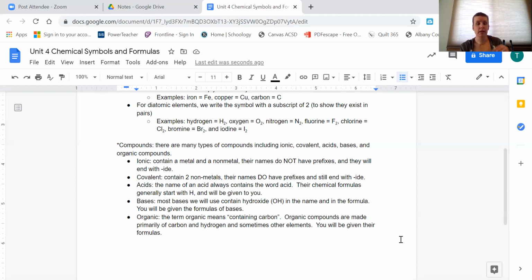But elements, you're going to have to write down a chemical formula just by seeing the word, okay? So you'll have to know which ones get a 2 and which ones are just a symbol. And then ionic and covalent compounds that we've been working with already throughout the year, you're going to have to be able to translate their names into formulas as well. All right.